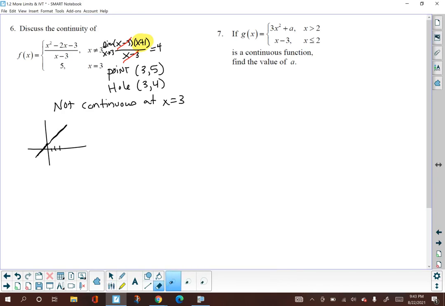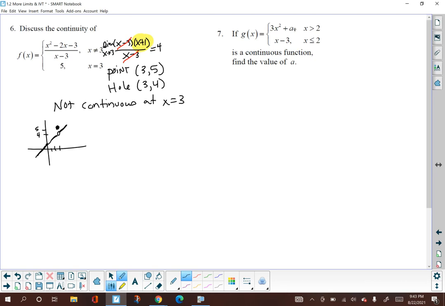And then at 3, it's just got this little hole at a height of 4, and then at a height of 5, it's got this additional point. So our function looks like this. It's not continuous at x equals 3, but it would be continuous everywhere else. All right, number 7 says if g of x is a continuous function, find the value of a.